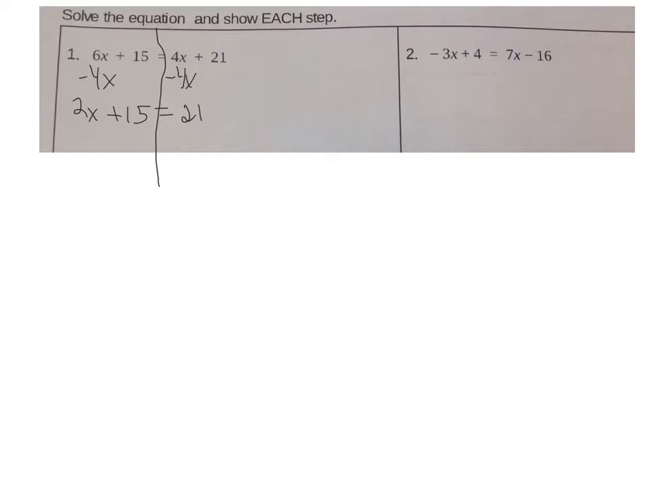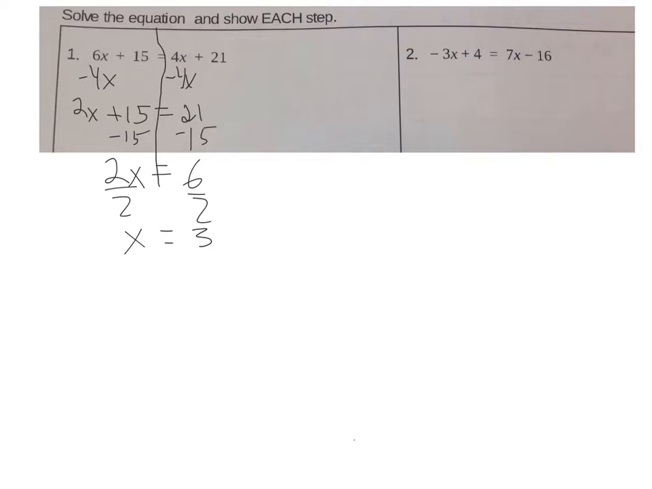From there, I go to step number 3, which is get rid of addition or subtraction. So then I get rid of the plus 15 by subtracting 15. And then you get 2x to equal 6. You divide by 2, and you get x to equal 3. And then you guys could check that, and it would check out.